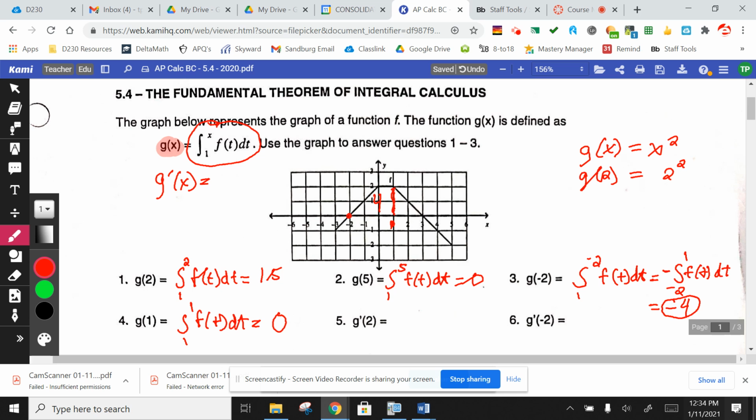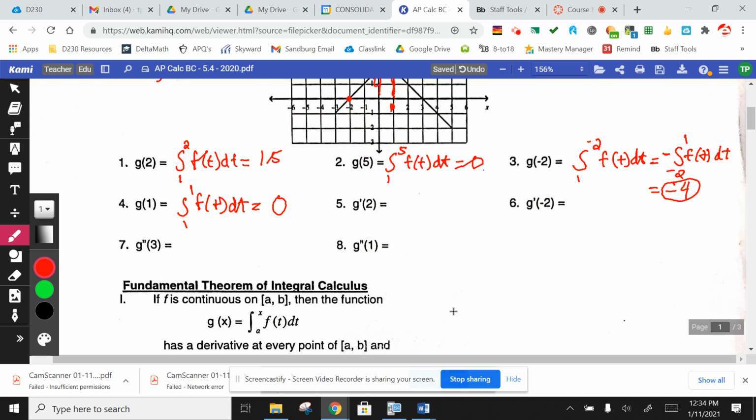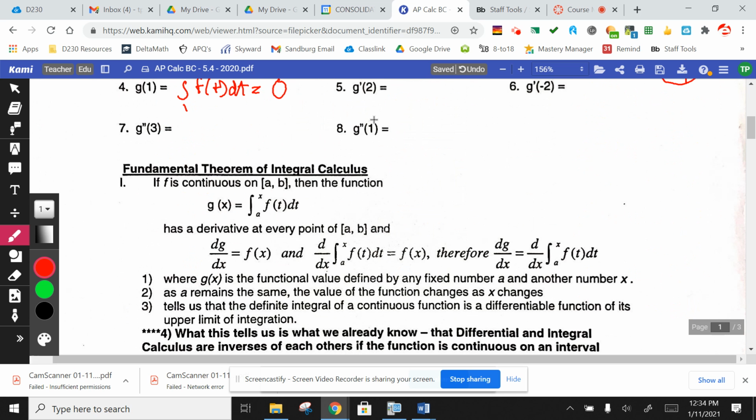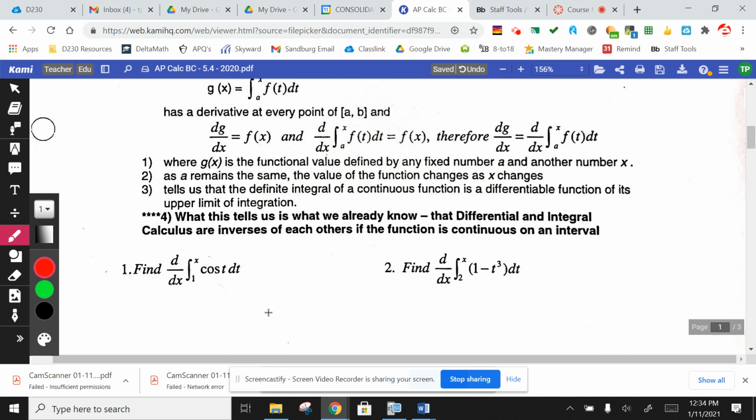So we're going to hold off on 4 through 8 because you don't know how to do that yet. So that's the next section. We're going to come back to these once we do the problem at the bottom of the paper.